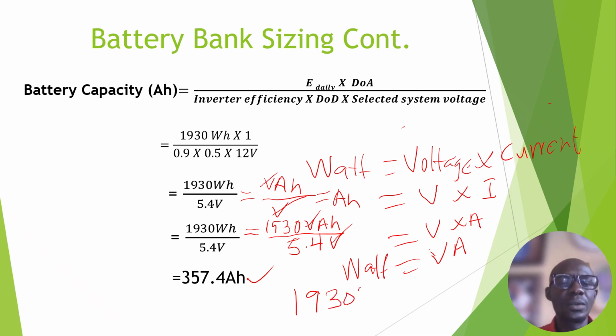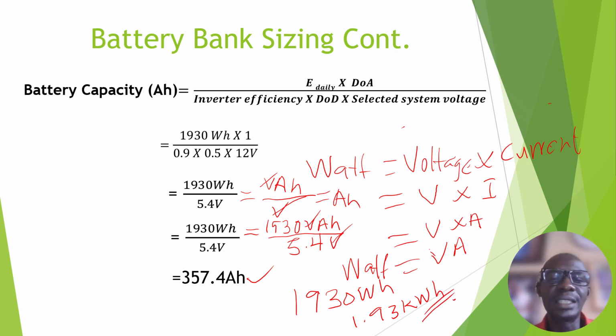1930 watt hour, which is 1.93 kilowatt hour. Is that taken? So for me to load that system, are you getting it? To cater for all the loads, I need this capacity of battery.